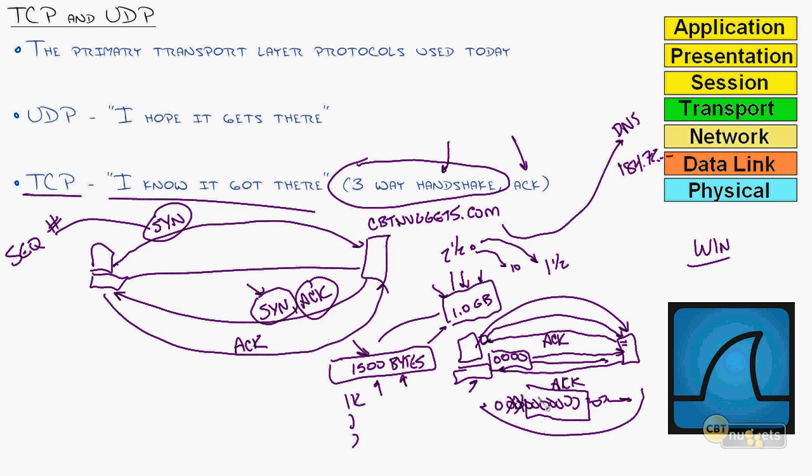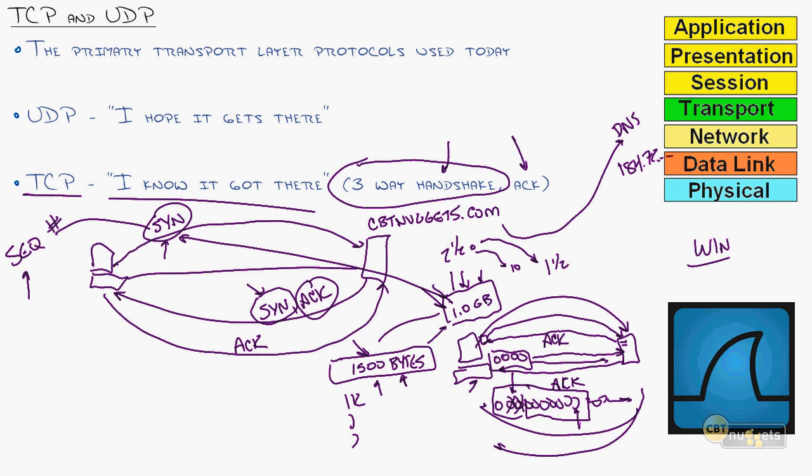So how did this windowing concept and sending more than one packet at a time fit into where we started with this 3-way handshake? Well, when we do a 3-way handshake, what we're really exchanging is sequence numbers. My packet numbers are going to start here and then keep incrementing as I send you data.